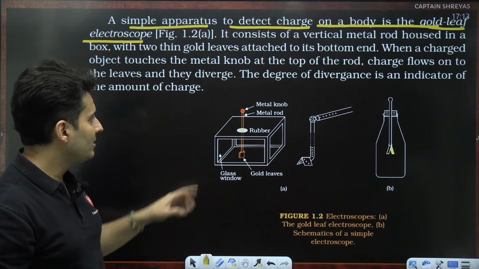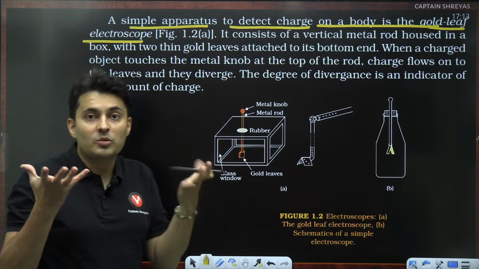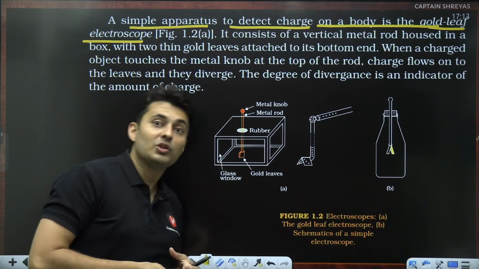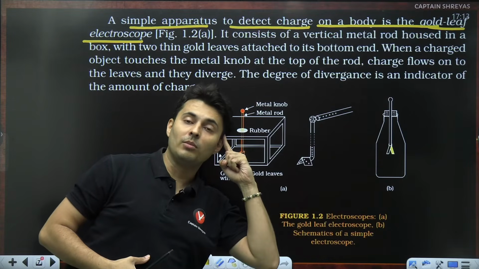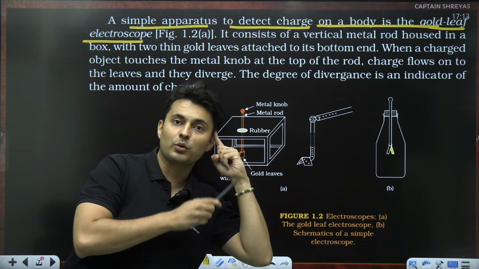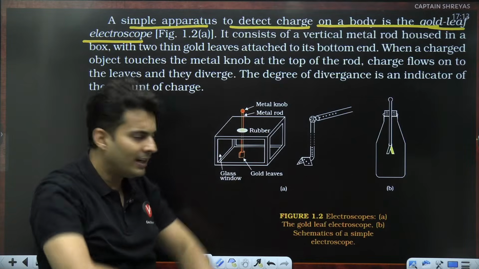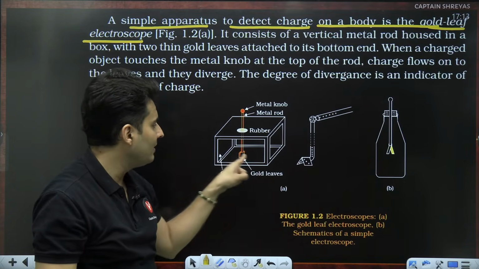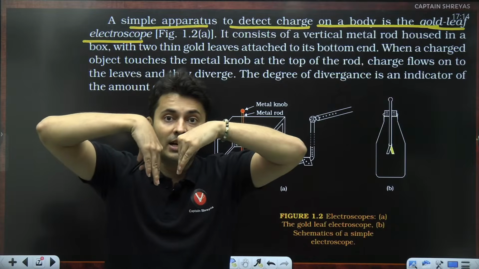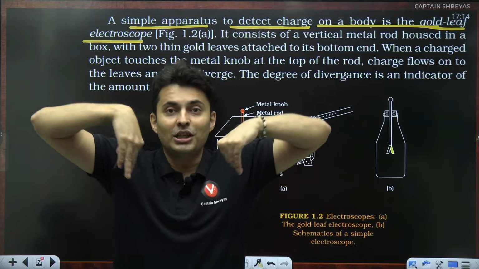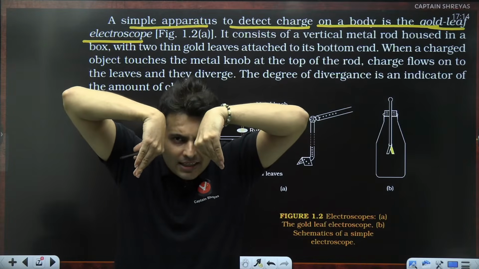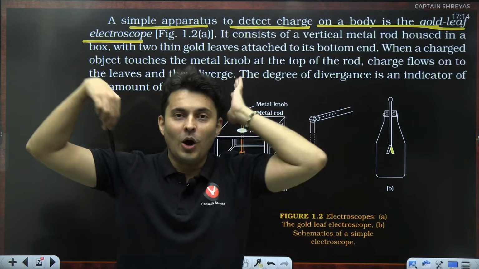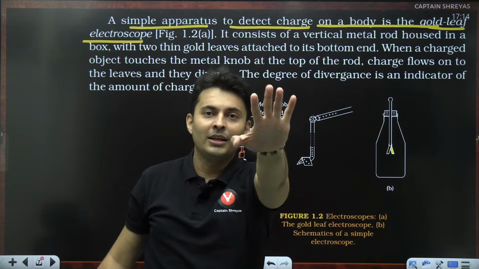So if I have a charged body, imagine my head is charged. I bring my head close to that rod and I touch the rod's top knob. What will happen? The charges will conduct through that rod and go till the very end of the leaves. Those two leaves will become charged. The moment they become charged, they will repel. The moment these leaves diverge like this, I'll know there is a charge on my head.